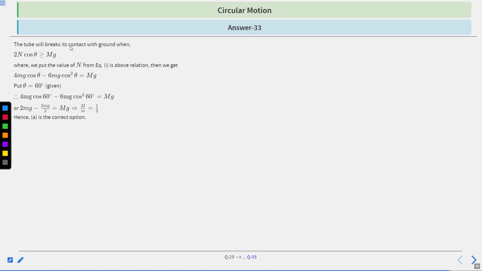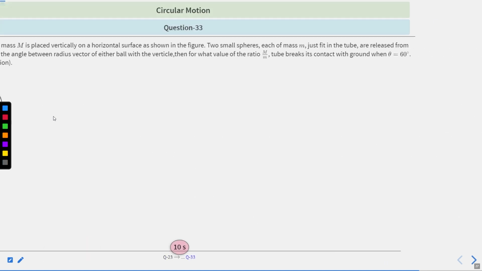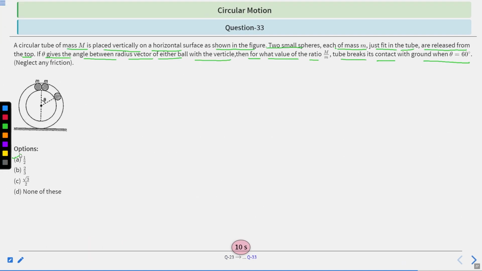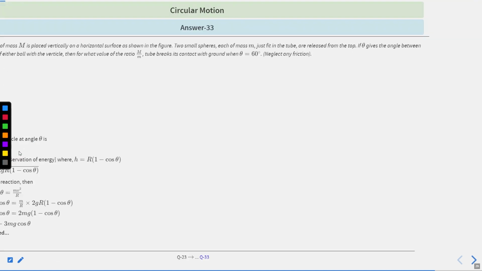The tube will break its contact with the ground when 2N cos theta is greater than Mg, where we put N from the equation above. Then we get 4mg cos theta minus 6mg cos square theta equals Mg. Putting theta equals 60 degrees, which is given, and solving this, you will get m/M equals 1/2. Clear? This is the answer. So the correct answer is A. A is the correct answer. 1/2. Clear?